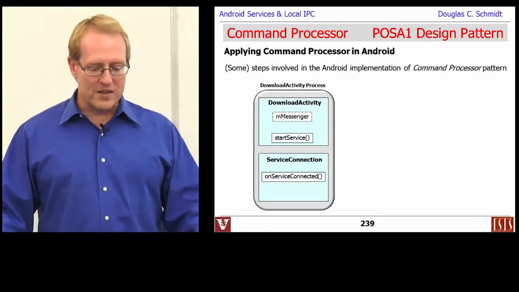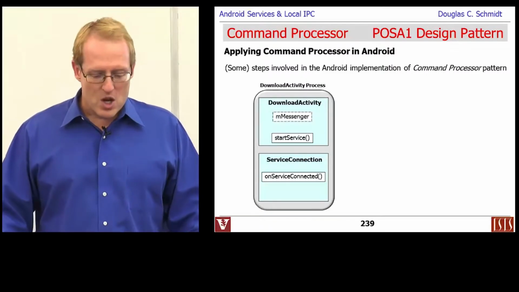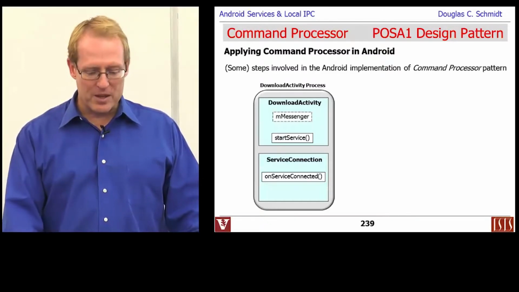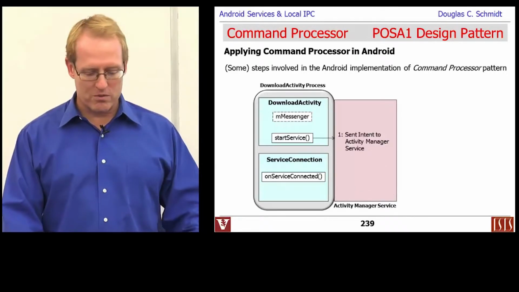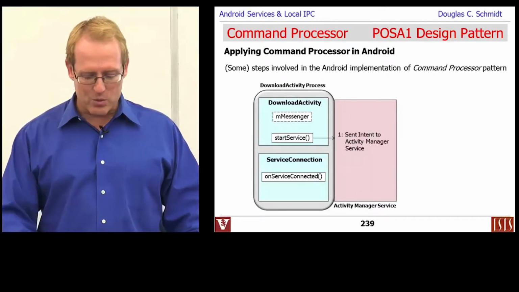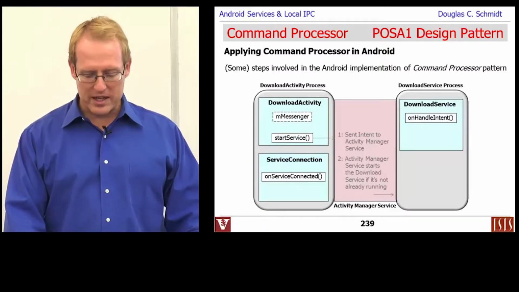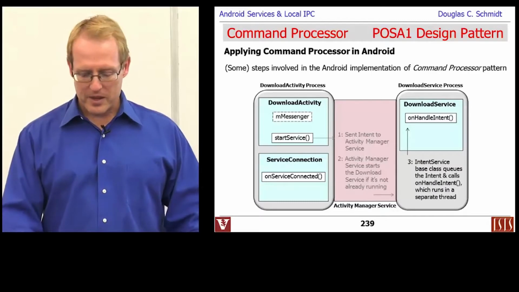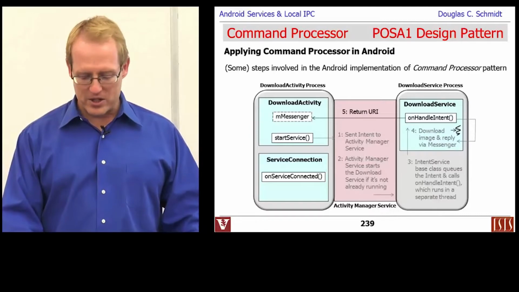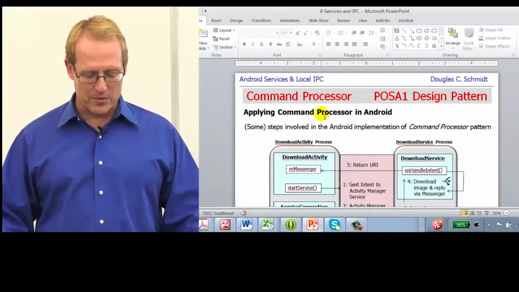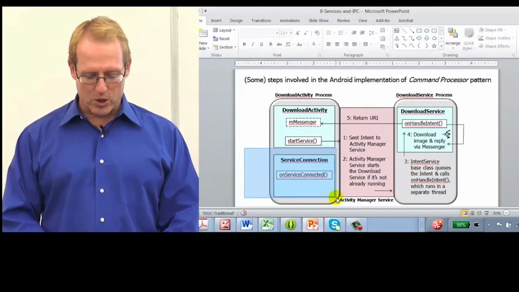Here's another way to look at this stuff. This is how this might be applied in the context of your programming assignment. We might have a download activity process, which has a download activity. Let's assume we're using the messenger variant of things here. We go ahead and send the intent to the activity manager service. It starts up this particular thing, and the IntentService will then, in the onHandleIntent method, grab that information and then reply back to the messenger. As you can see in this particular case, the service connection portion is not used.